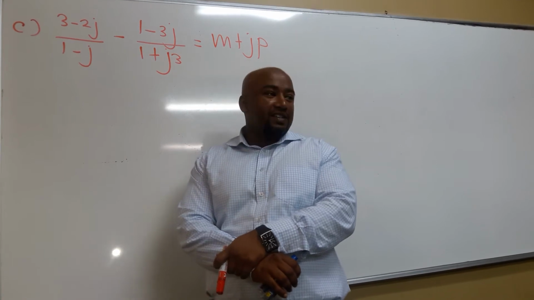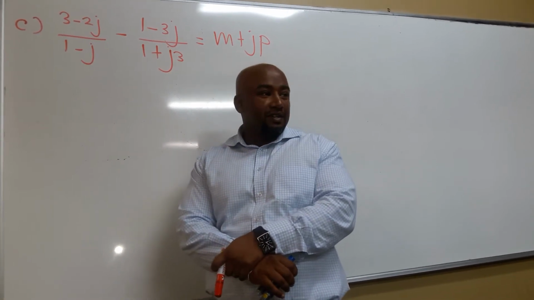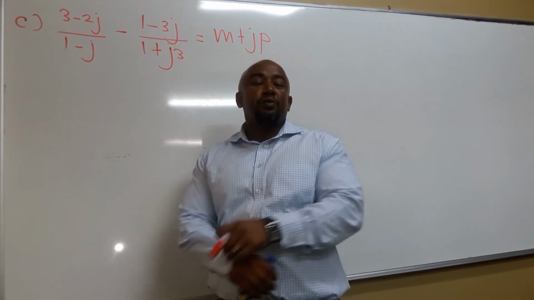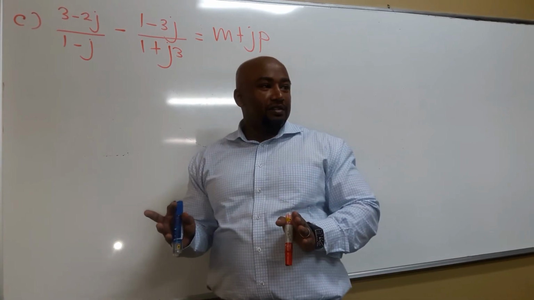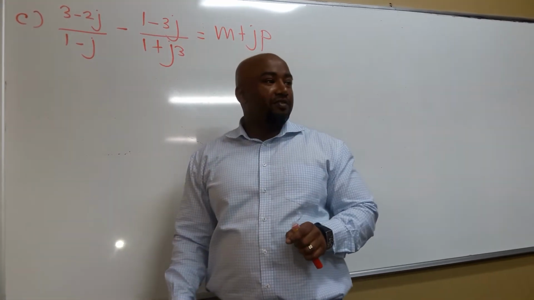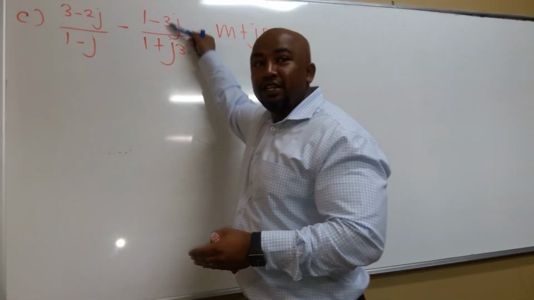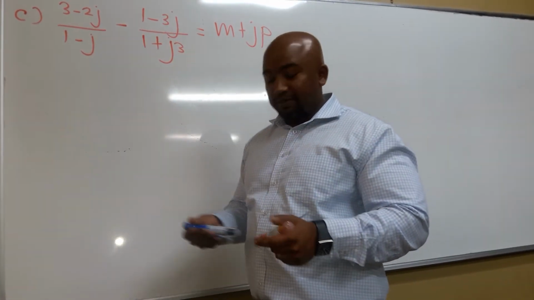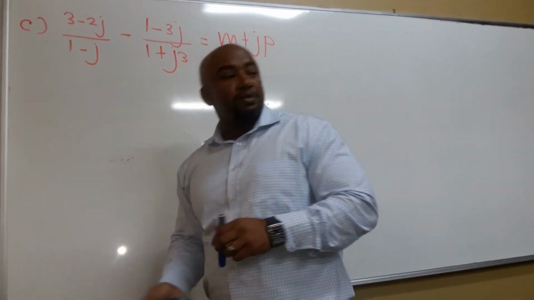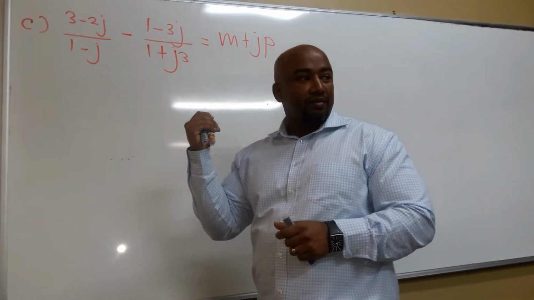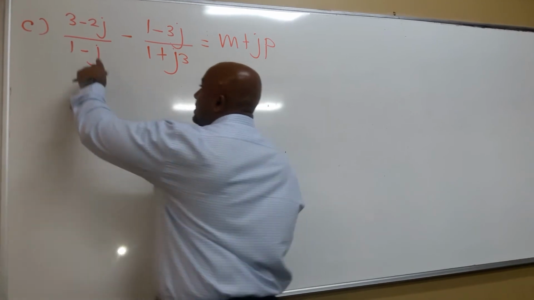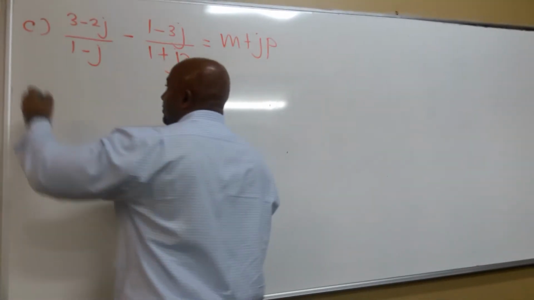Now, from experience, I've done this many times, and the LCD will take a bit longer. There's too much multiplication involved there. So the best option here will be to rationalize each one, divide each one. Let's do that option first. We can always do the LCD. Alright, so let's see what is going to happen here.